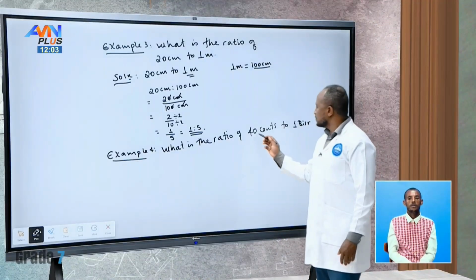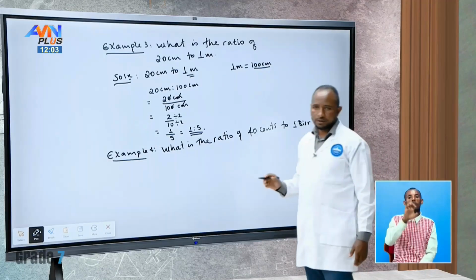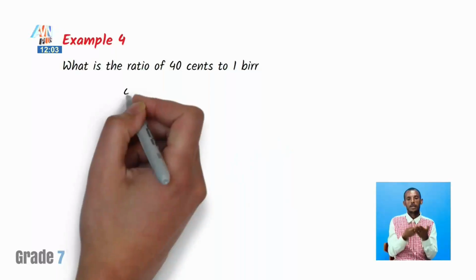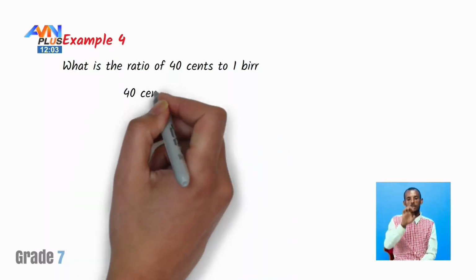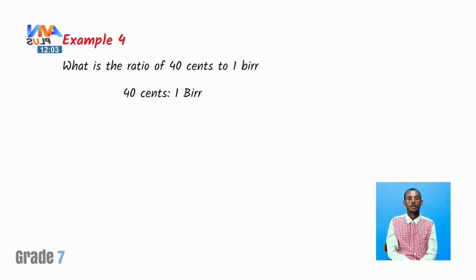We are asked to find the ratio of 40 cents to 1 bird. So it is 40 cents ratio 1 bird.